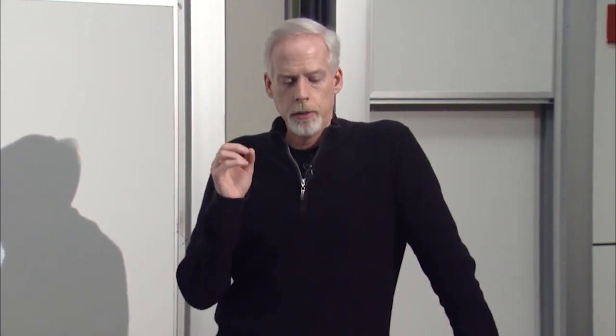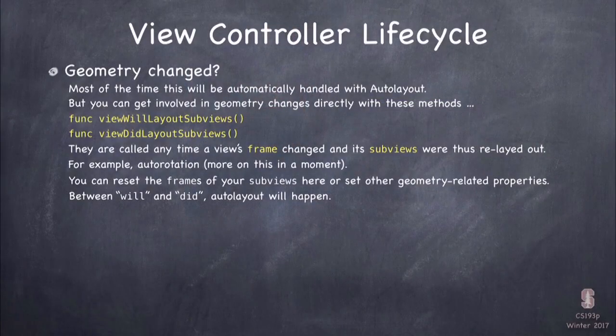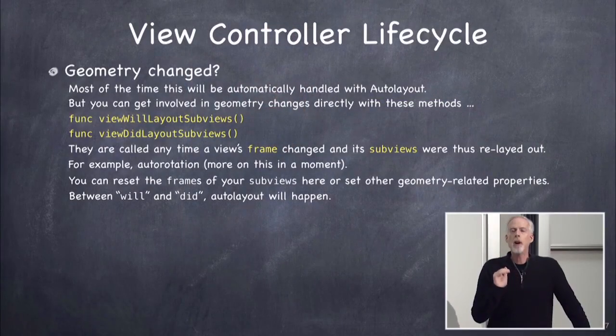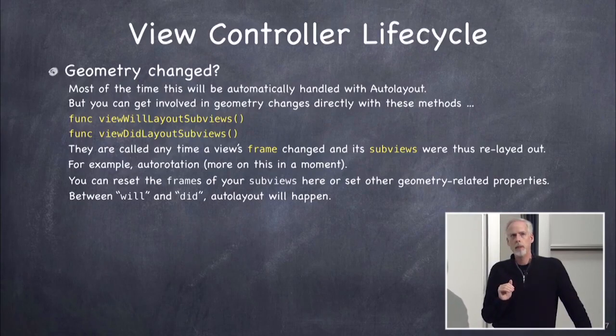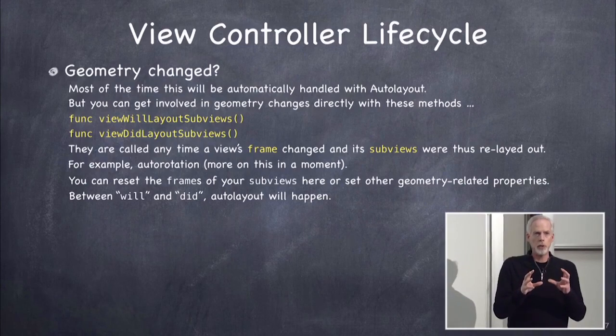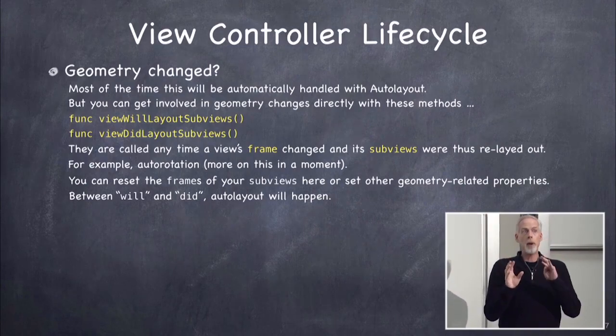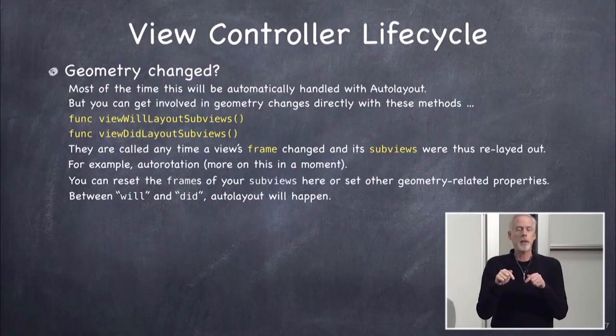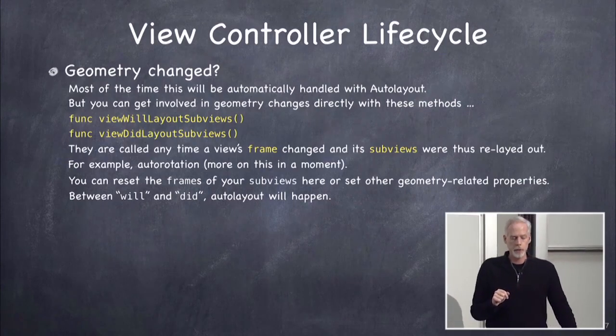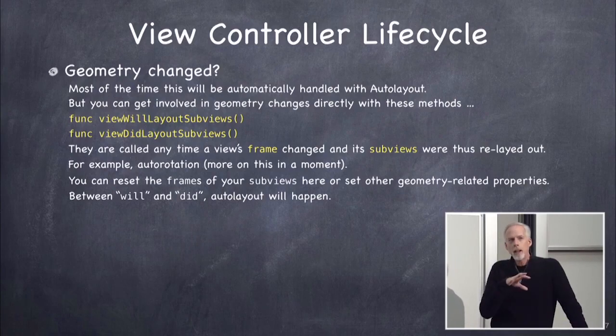But if you did feel like you needed to write some code, let's talk a little bit about how you do that. There are two methods, View Will Layout Subviews and View Did Layout Subviews, and these are sent to you. In between these being sent to you, auto layout happens. So if you want to get involved in the geometry change of your view before auto layout starts, you can do it in View Will Layout Subviews. If you want to wait until after auto layout does what it does and then get involved, you can do it in View Did Layout Subviews. So when do these get called?